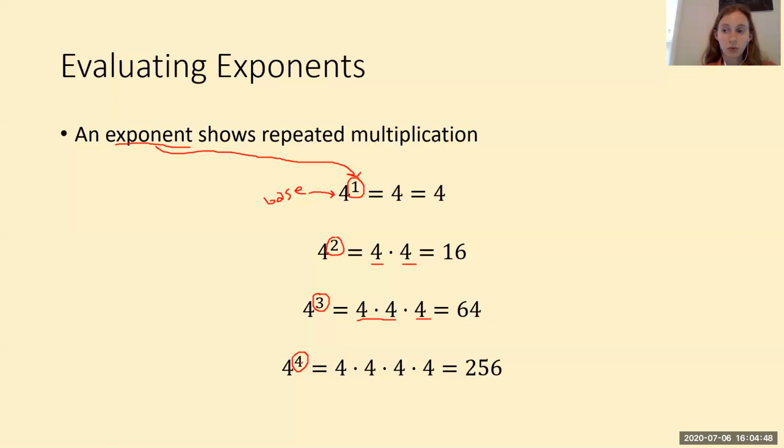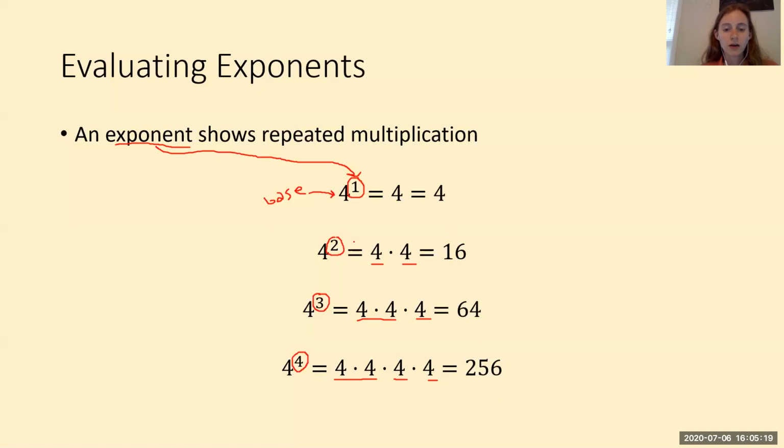And then we could put one more 4 in the mix there. So if we have 4 to the fourth power, or 4 to the power of 4, that means 4 4s multiplied together. 4 times 4 times 4 times 4. We know 4 times 4 is 16. 16 times 4 is 64. And then 64 times 4 is 256. So you can see our numbers are getting very big very quickly here.